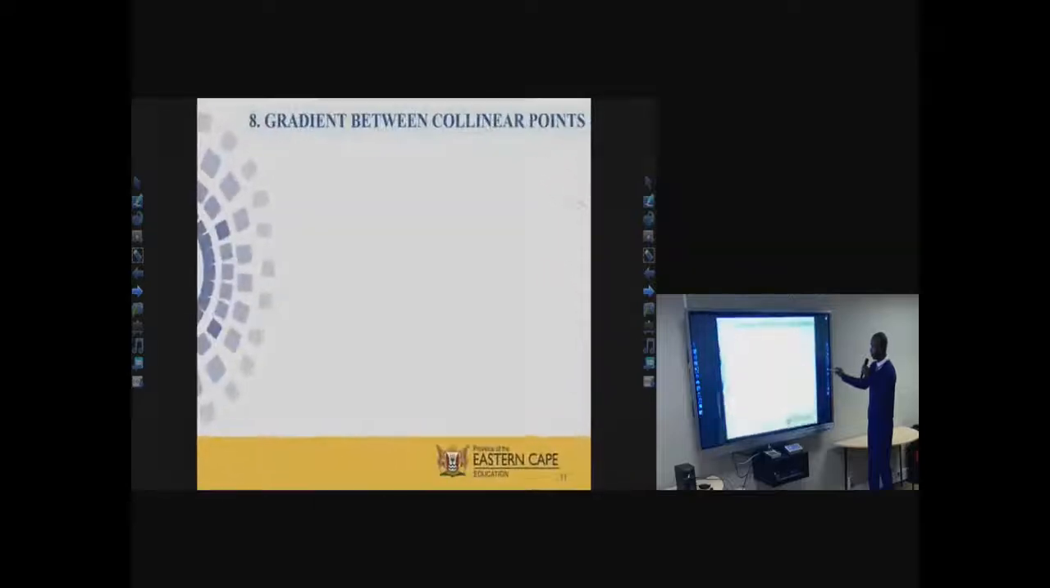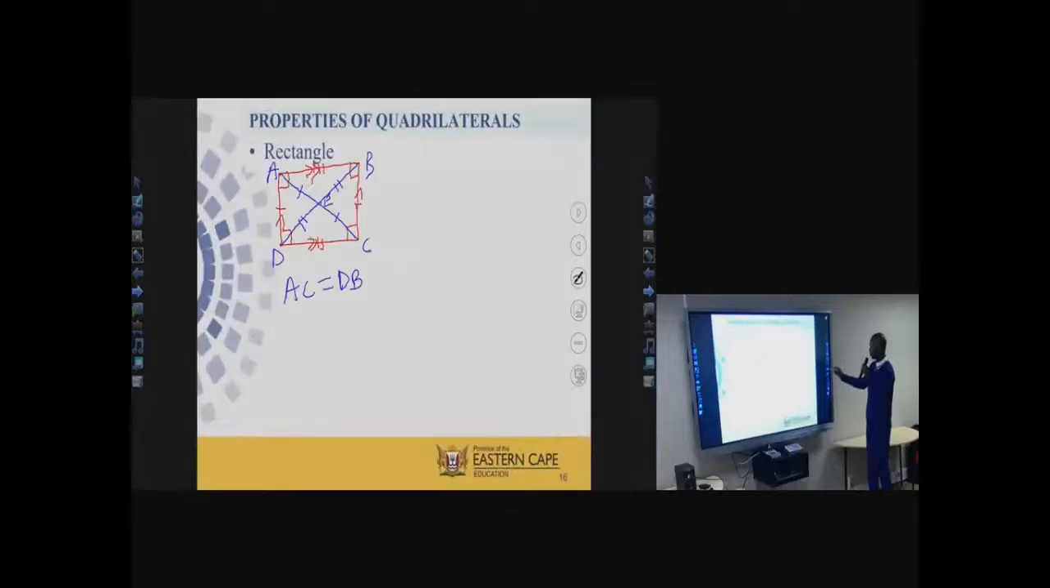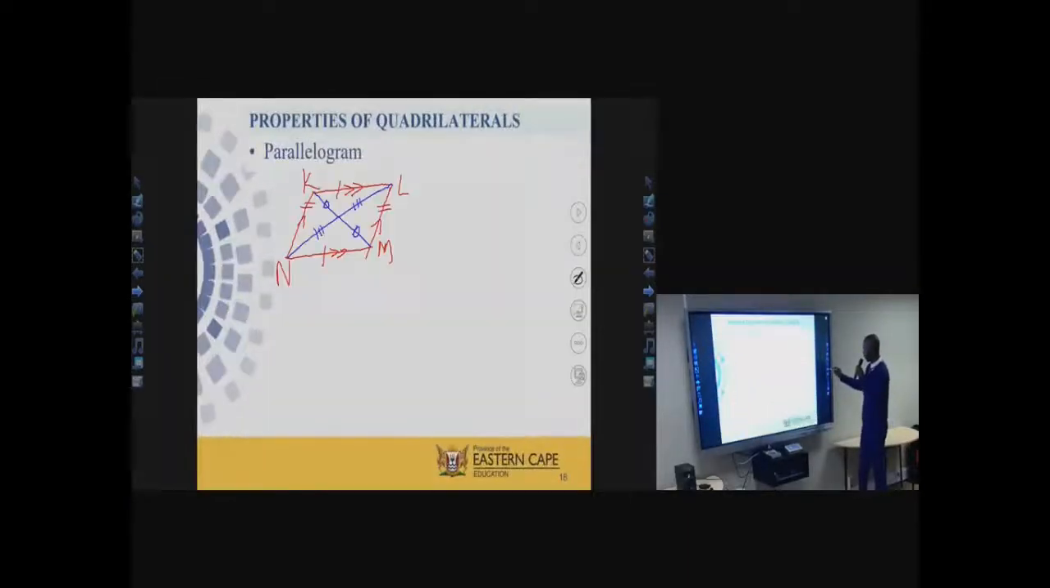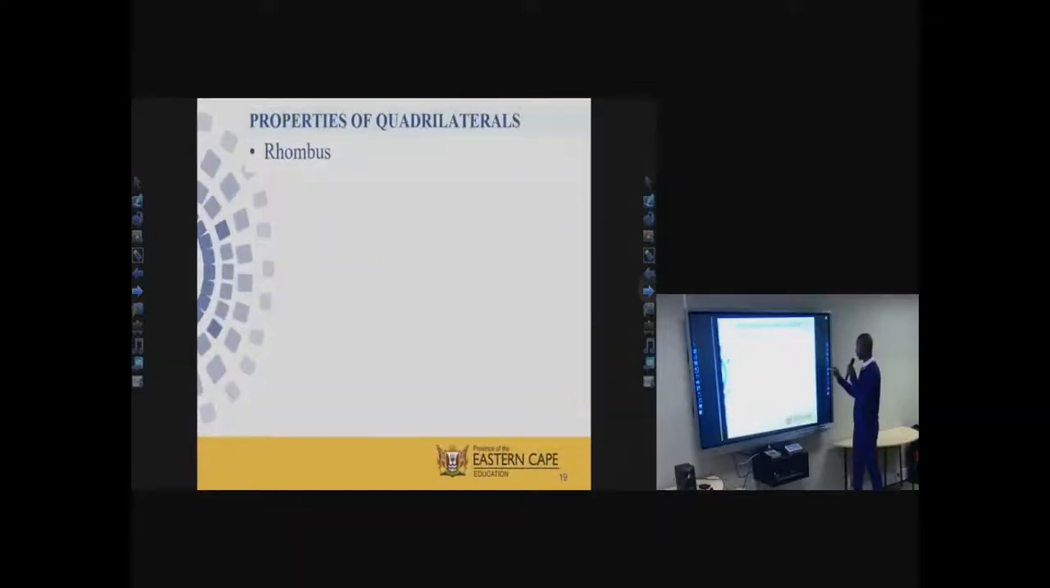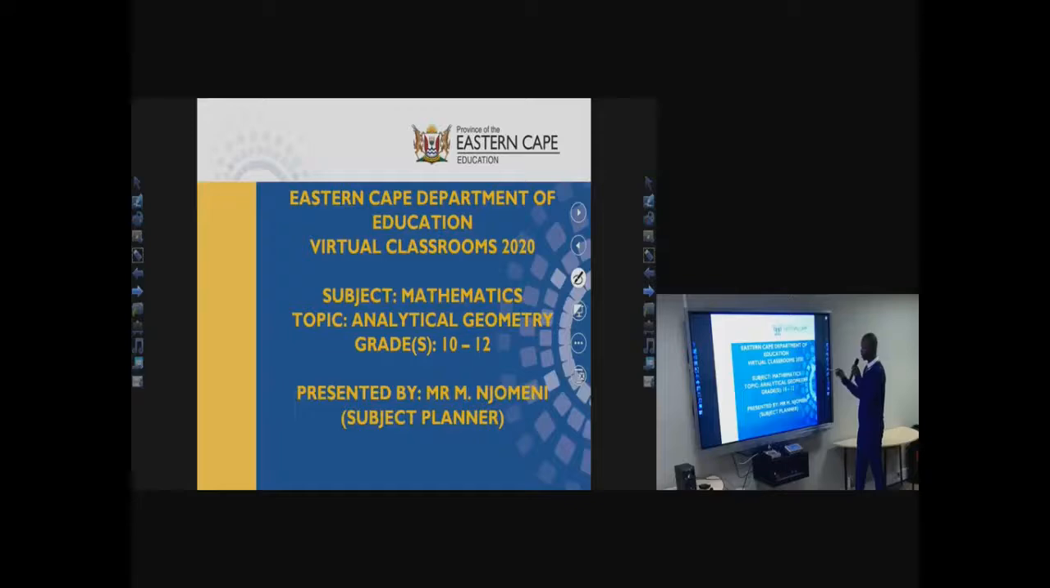I just want us to quickly go back to the questions. This is taking slower than I thought. But anyway, you can see the importance of understanding the properties.